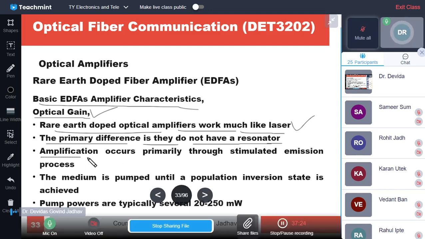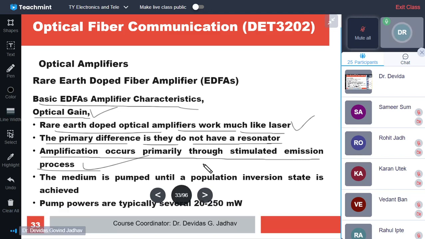Then amplification occurs primarily through the stimulated emission process. Obviously the laser action is there, so amplification occurs primarily through stimulated emission, that is light amplification by stimulated emission of radiation, which we have discussed. This is the gain feature we can say.